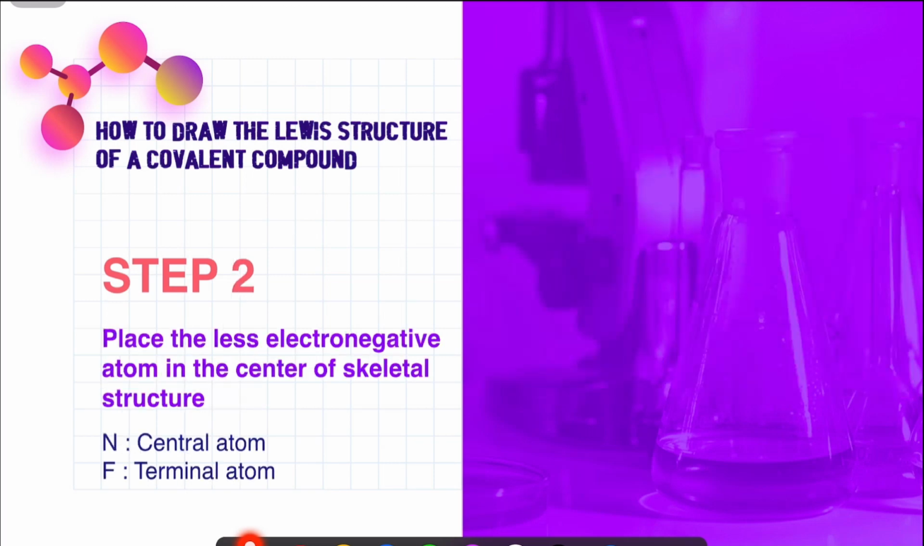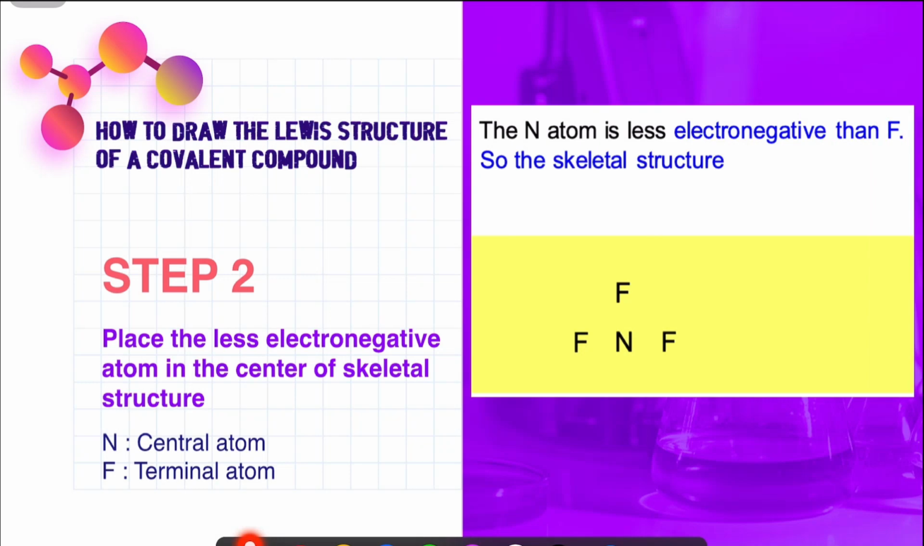In step 2, you have to place the less electronegative atom in the center of the skeletal structure. Nitrogen is less electronegative compared to the fluorine, so it is put as the center.